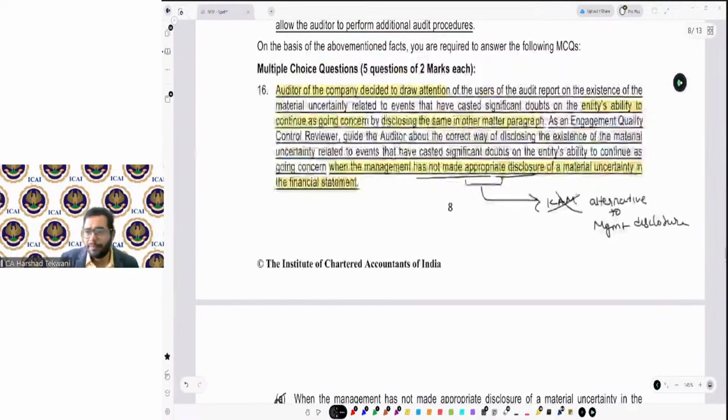Any doubt with this? Namrata, I have received your doubt regarding reinsurance. I'll take it after this integrated case scenarios. Other than that, any doubt, guys? Any doubt with this question?